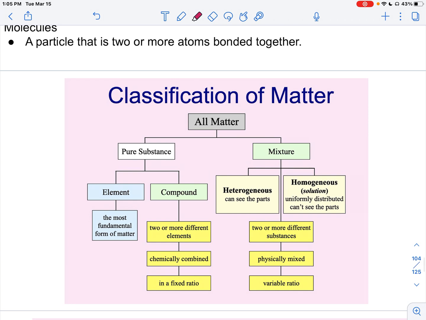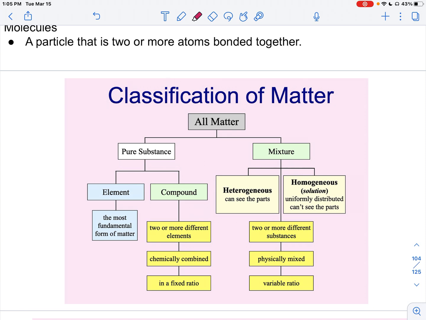So here's a flow chart for people who might want to see it done out in a visual way. Pure substances can be split up into elements and compounds. Mixtures can be split up into heterogeneous, so you can see the different parts, like trail mix or something. Homogeneous mixtures, which are solutions. You can't see the different parts.